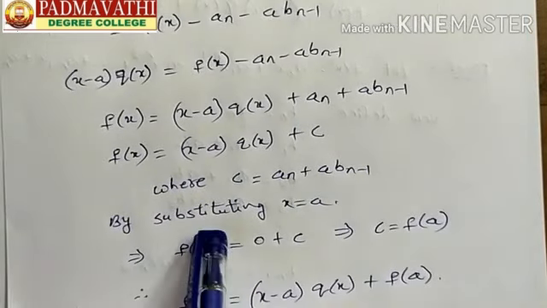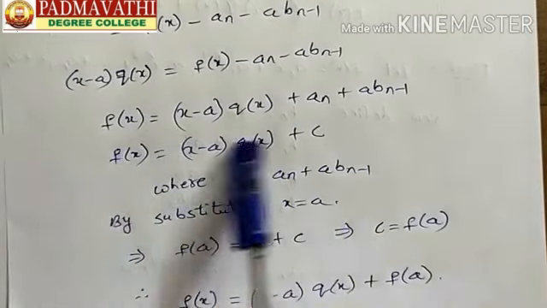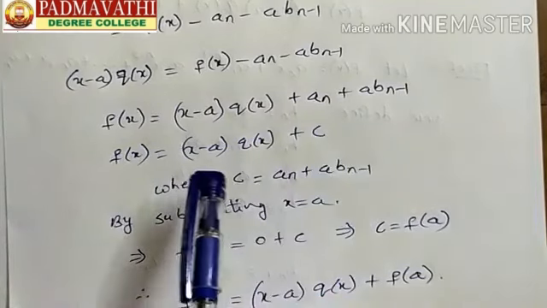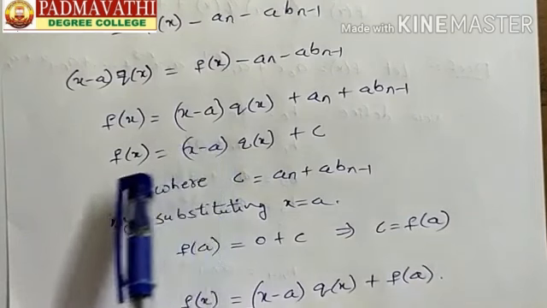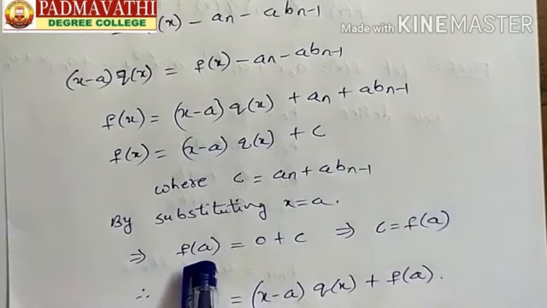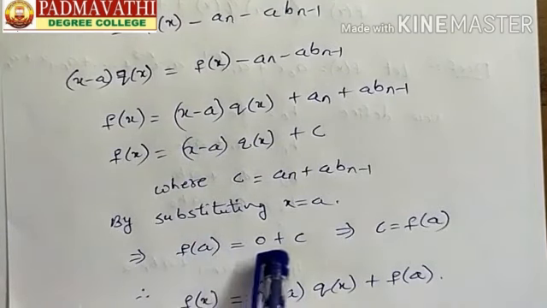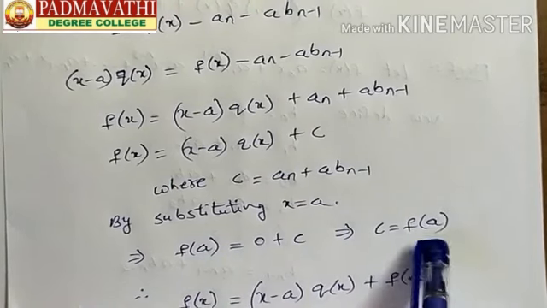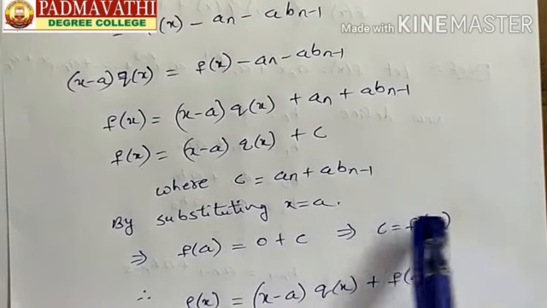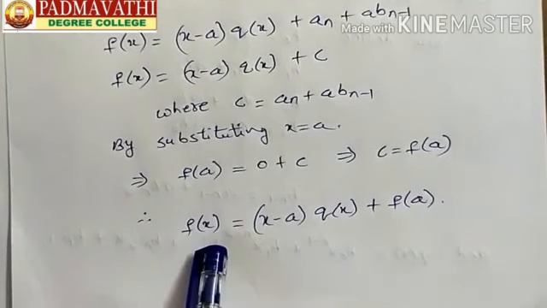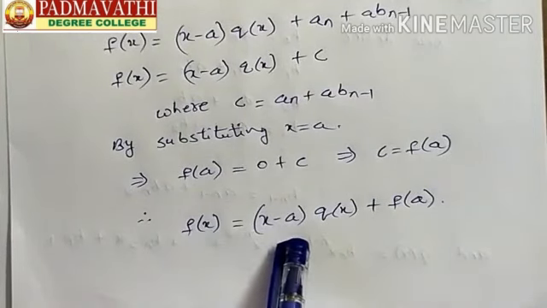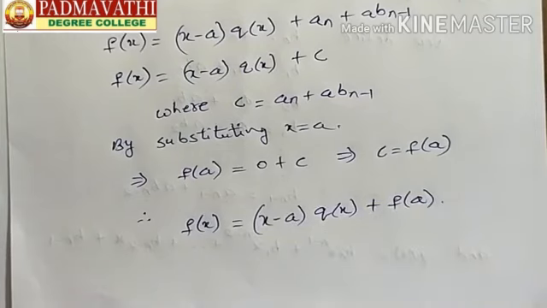Now by substituting x equal to a in the above expression, this entire term will become 0. So f of a equal to 0 plus c, meaning c equal to f of a. We are replacing this c value with f of a. Now the expression will become f of x equal to x minus a into q of x plus f of a. Now this is the remainder theorem.